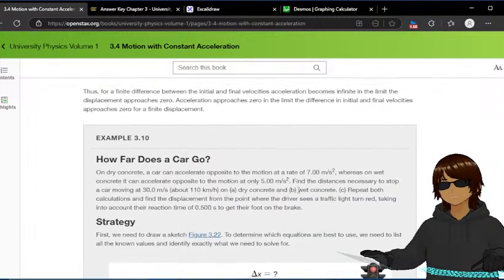Similarly, use the same equation on wet concrete. Repeat both calculations and find the displacement from the point where the driver sees the traffic light turn red, taking into account the reaction time of 0.5 seconds to get their foot on the brake.